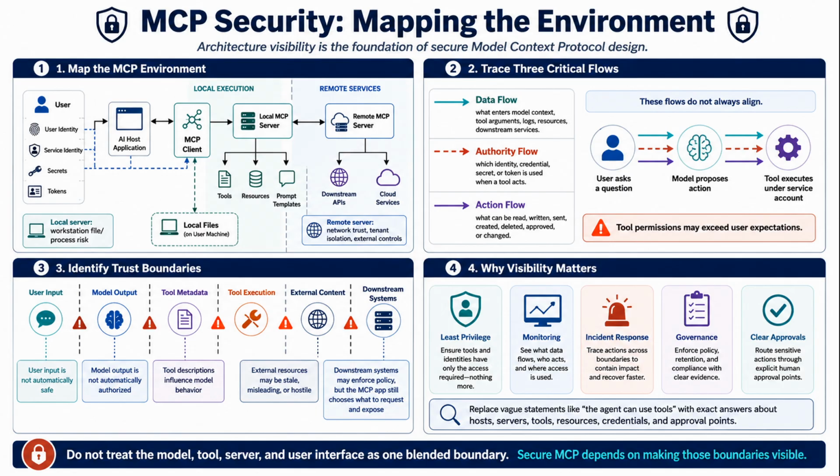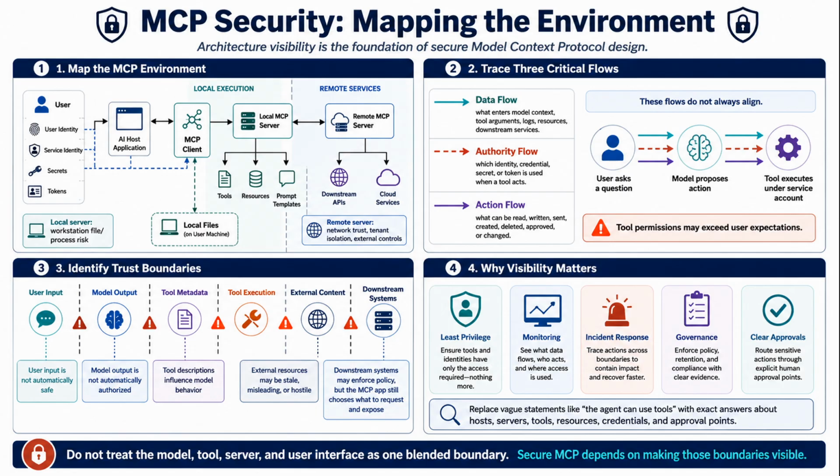A useful architecture diagram shows data flow, authority flow, and action flow. Data flow answers what information enters the model context, tool arguments, logs, resources, and downstream services. Authority flow answers which identity or token is used when a tool acts. Action flow answers what can be read, written, sent, created, deleted, approved, or changed. These flows do not always line up. A user may ask a question, the model may propose an action, and a tool may execute under a service account with broader permissions than the user expected.